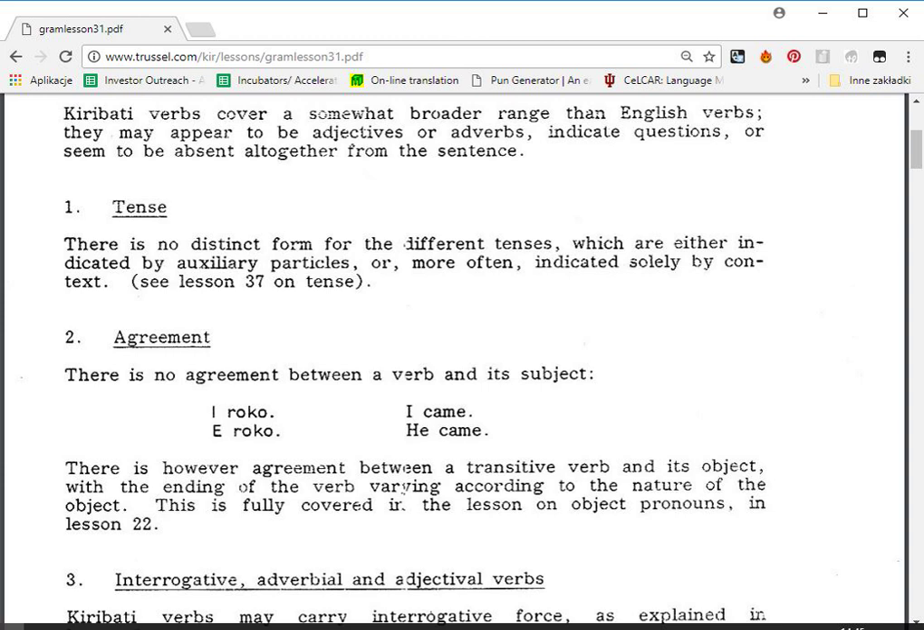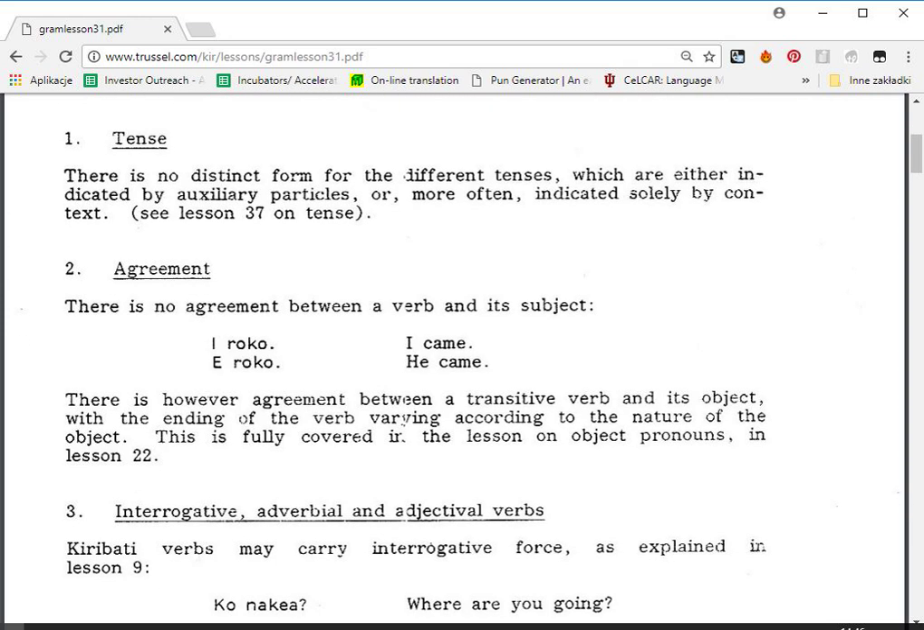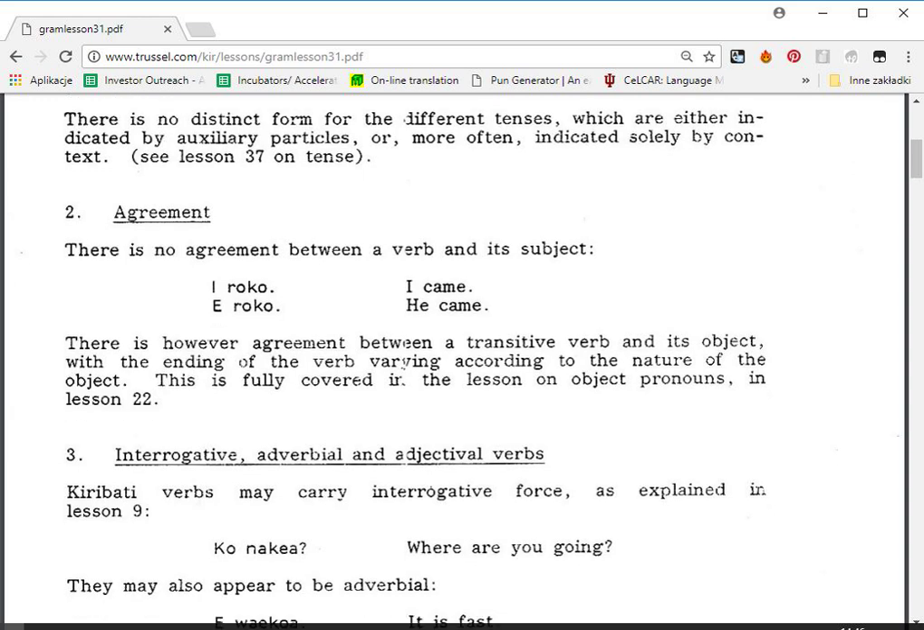Agreement. There is no agreement between a verb and its subject. So what we'll usually have here is that one verb form will encompass all persons. So in simple English, that means we say, I come, you come, he, she comes, instead of saying, I come, you come, he, she come. So some examples of this in Gilbertese would be, I roko, I came, e roko, he came.